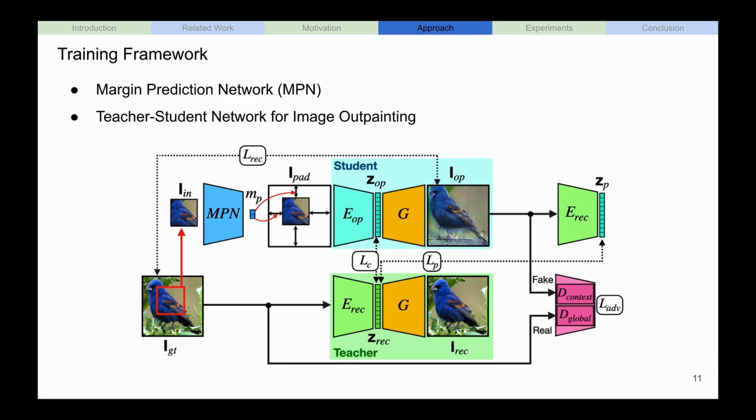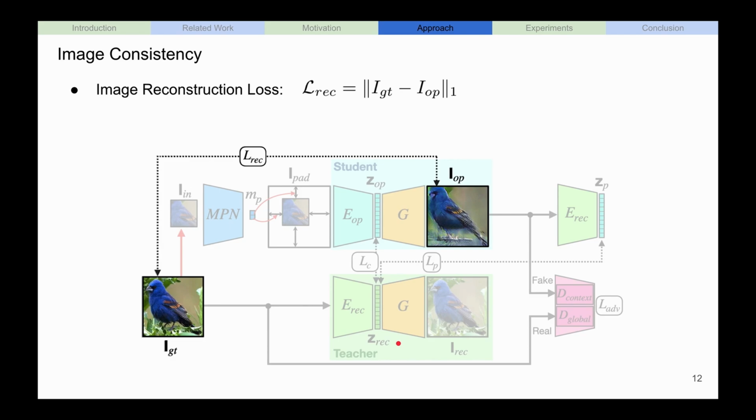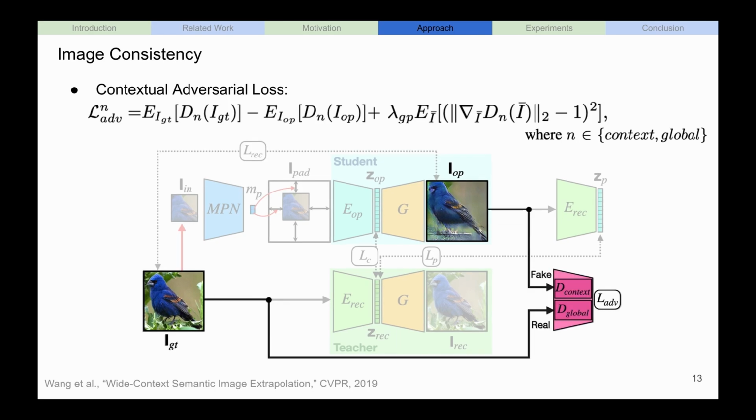We will detail the guarantees as follows. The first image consistency guarantee is an L1 image reconstruction loss. Since our generator is shared by both teacher and student networks, it is trained to exhibit capabilities in recovering and extrapolating photorealistic image outputs. Apart from pixel-wise supervision provided by reconstruction loss, we also adopt the contextual adversarial loss proposed by Wang et al. to make the outpainted images more realistic. More specifically, we consider a global discriminator and a local mask patch context discriminator with improved Wasserstein distance. These allow our network to better capture both global and local semantic information.